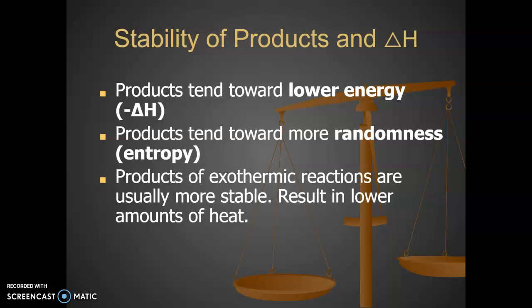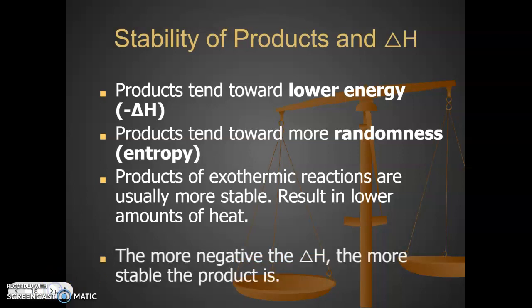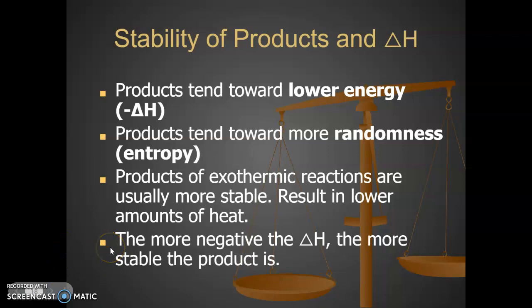Because remember, in an exothermic reaction, we are losing heat, and the heat of our products, or the energy of our products, are lower than the energy of our reactants. Okay. The more negative the delta H, so the bigger the difference between the products and the reactants, the more stable the product is. Okay, and that is it for potential energy diagrams.